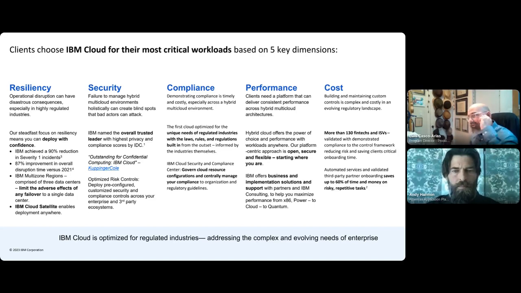control, which brings me to the last and most important differentiating dimension and core topic of this presentation, which is security and compliance, the last two dimensions. While a hybrid cloud strategy is essential for enterprises, they must avoid falling victim to what we call the Franken-cloud. Why? Because failure to holistically manage hybrid multi-cloud environments can create blind spots that bad actors can attack. This is why data security and trust are at the center of everything we do.